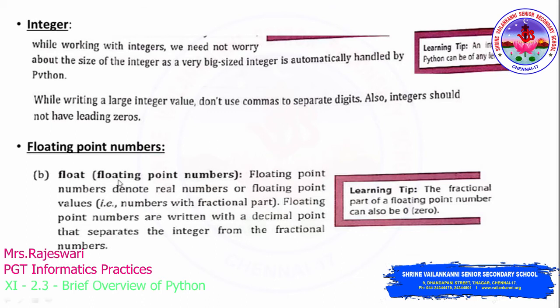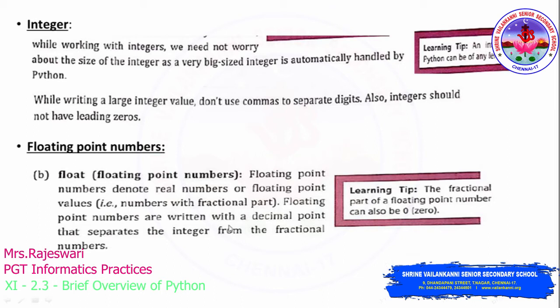And floating point number, as I have told you already, the real numbers, you can also call it as the floating point values or the numbers with the fractional part. So as already I have told you, for each and every term which you study in computers, you have many different meanings for it. So real numbers, you can even call it as floating point values, or even as a number with a fractional part.